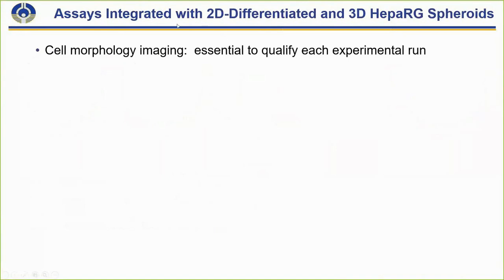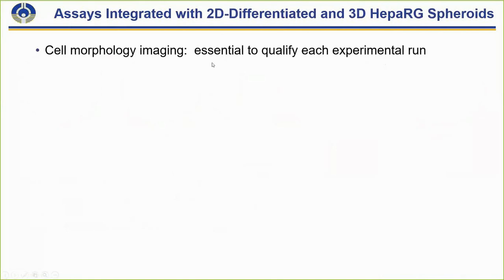So not only do we need to have a model system that mimics liver, and we think we're really making some progress with these 3D spheroids, we also need to be able to understand what's happening in these systems with assays that are integrated in these systems. And so cell morphology imaging is really essential for us to qualify each experimental run.